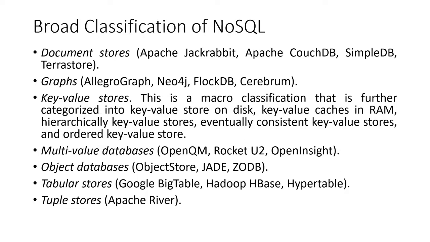Next we'll see the broad classification of NoSQL. First one is document stores. Second one is graphs. Third one we have key-value stores. Fourth one we have multi-value databases. Fifth one we have object databases. Next, tabular stores. And finally we have tuple stores. These are some of the broad classifications of NoSQL.